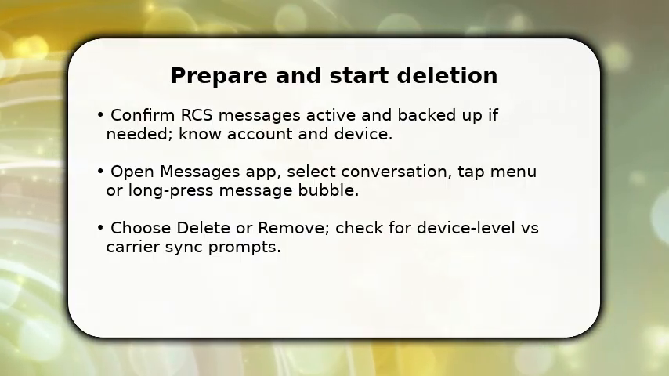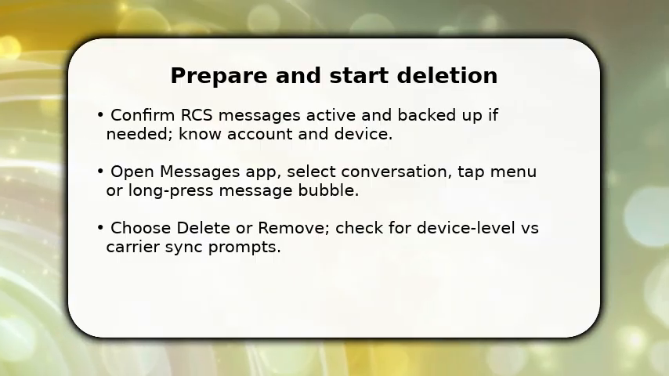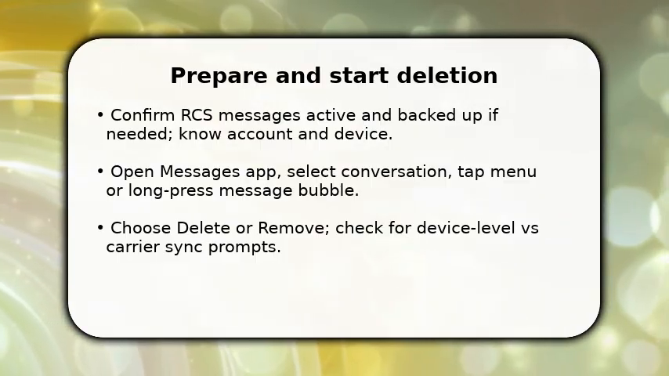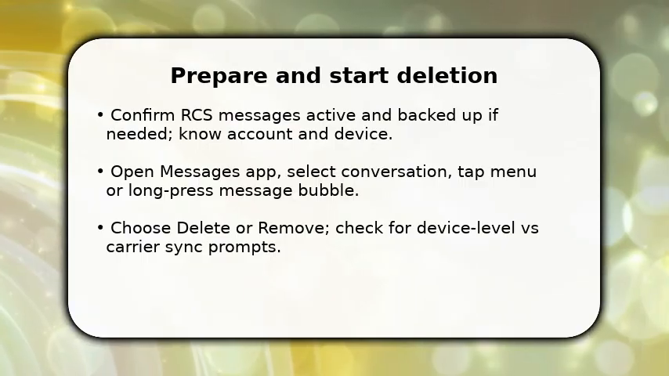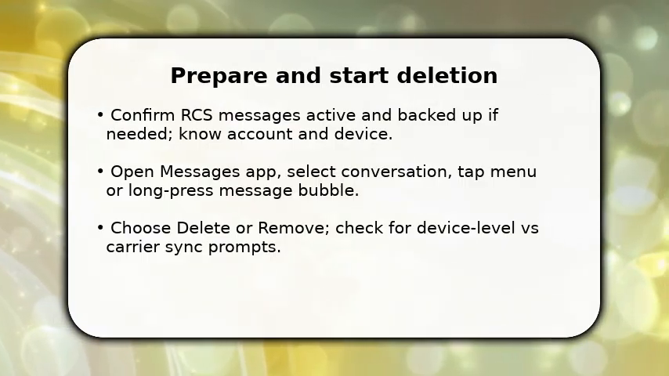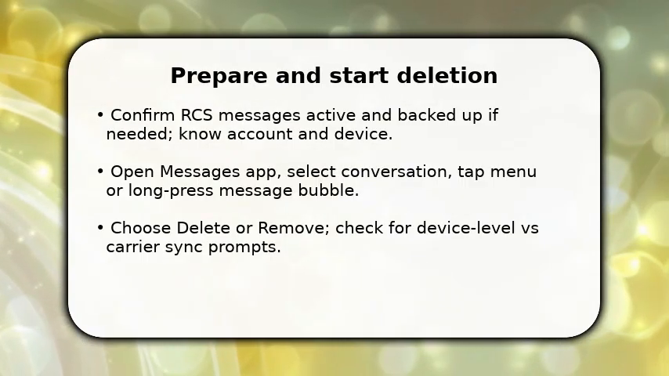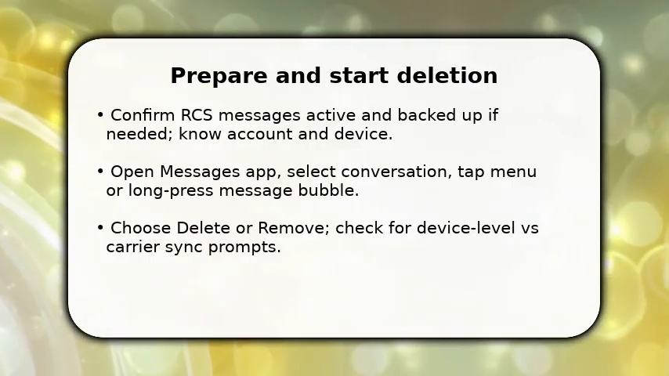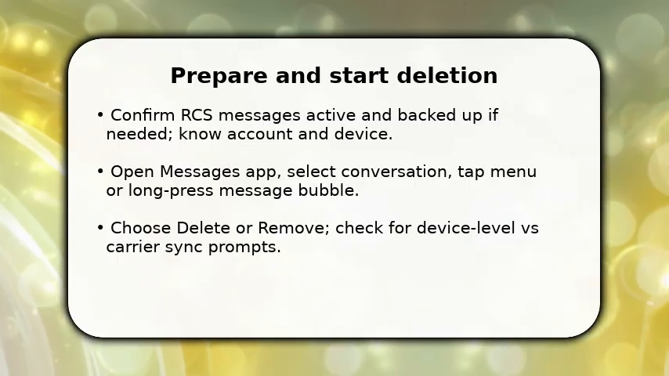You begin by confirming RCS is enabled and that you do not need any backups. Once done, open your Messages app and navigate to the conversation. You should long press the specific message or tap the thread menu to reveal delete options, because granular deletion removes content faster than wiping threads. Make sure to note whether the prompt mentions device only or cloud sync. That distinction matters for permanent removal.